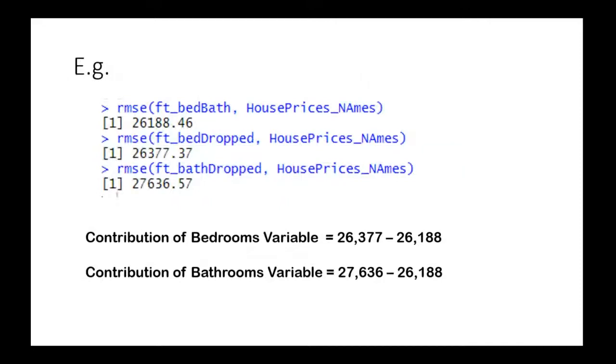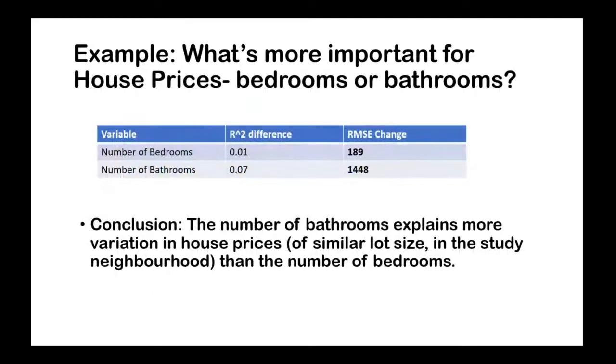And so you can do the same thing for root mean squared error. And now you've got measures of importance for the number of bedrooms and the number of bathrooms. And here you can conclude that the number of bathrooms is explaining more variation in house prices than the number of bedrooms. And so it's looking like about 7 times as much.